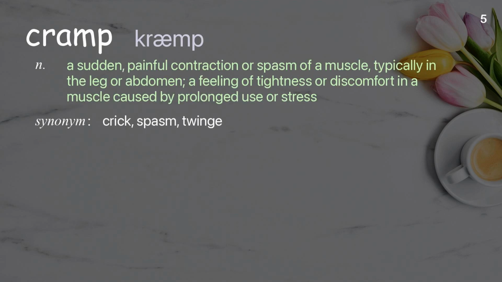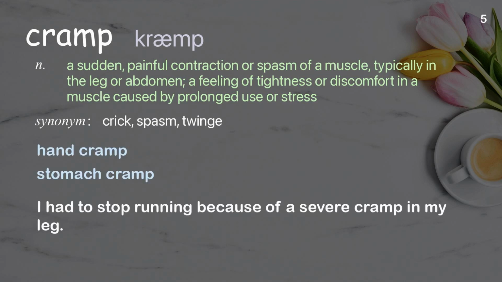Cramp. A sudden, painful contraction or spasm of a muscle, typically in the leg or abdomen, a feeling of tightness or discomfort in a muscle caused by prolonged use or stress. Examples: Hand cramp. Stomach cramp. I had to stop running because of a severe cramp in my leg.